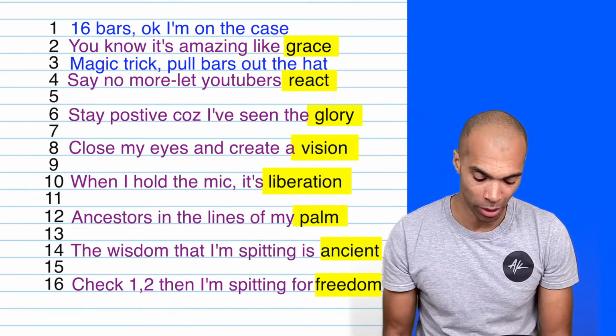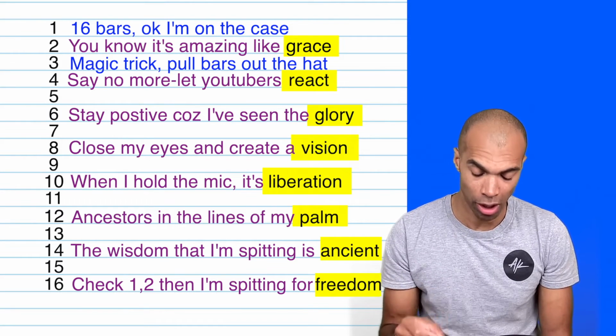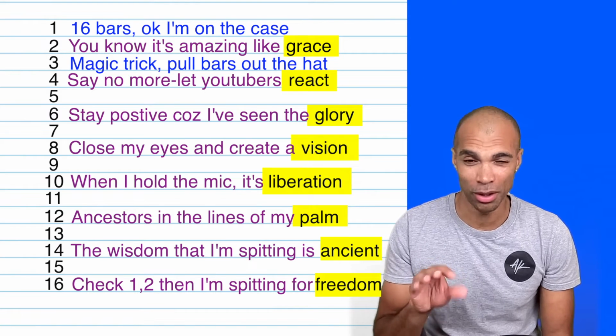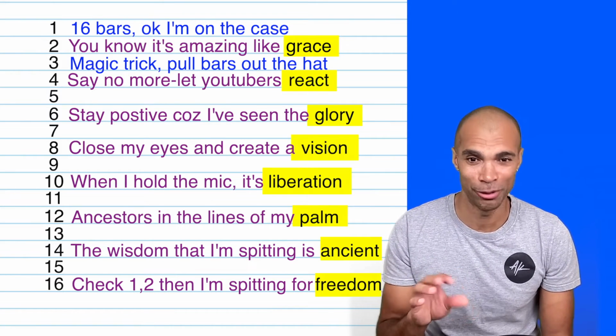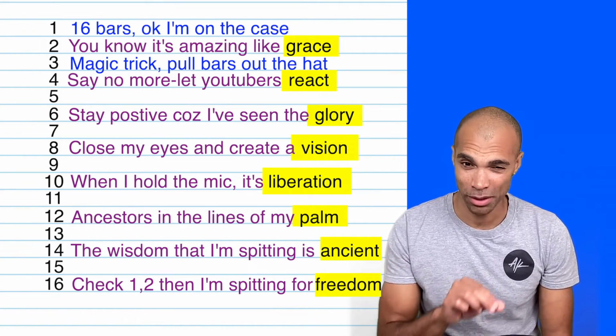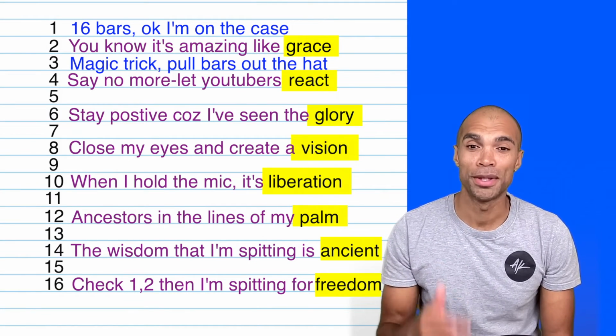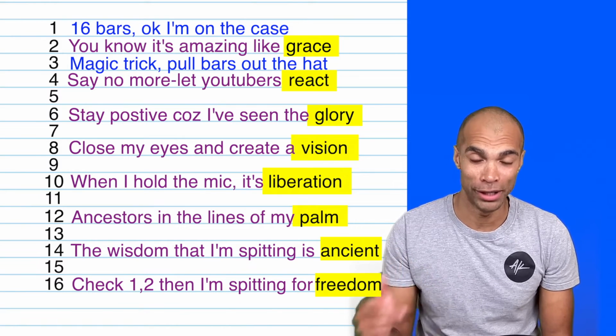So my line 3 is magic trick, pull bars out the hat. So I'm using the word hat because it rhymes, or it's a close rhyme with react, hat, react. So again, that's just a setup line. Magic trick, pull bars out the hat, say no more, let YouTubers react.